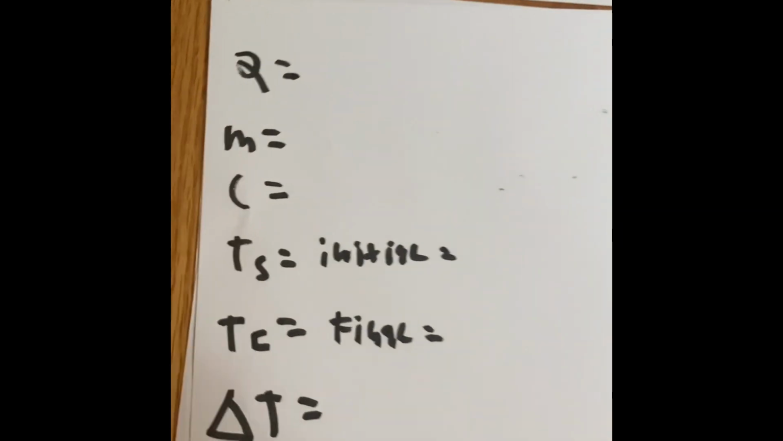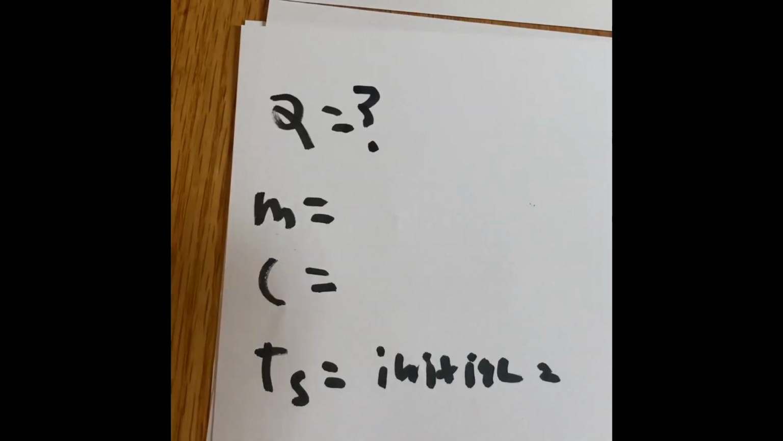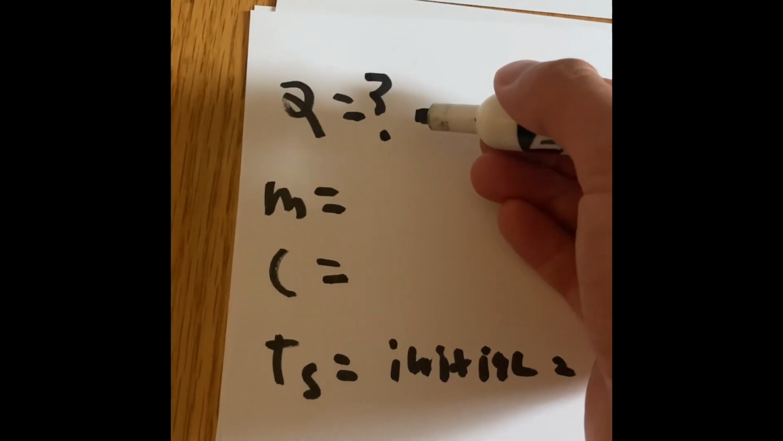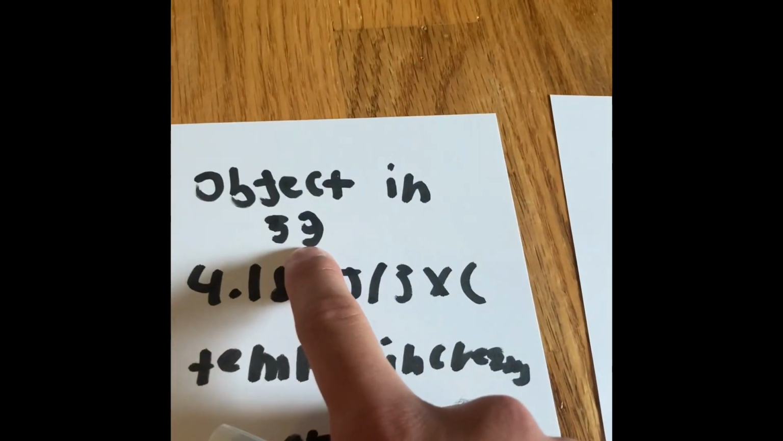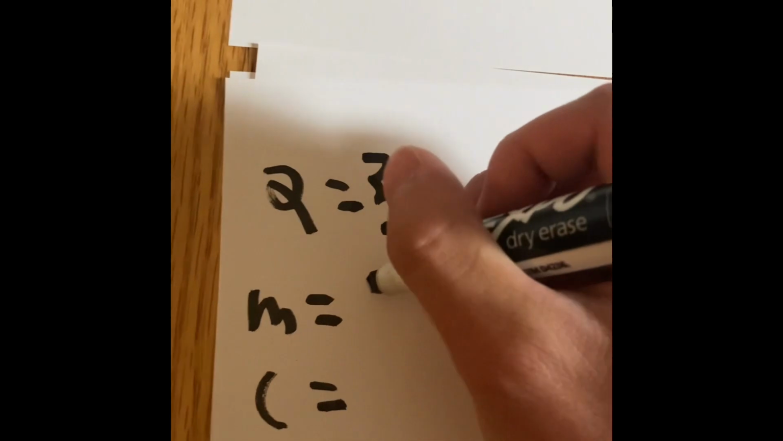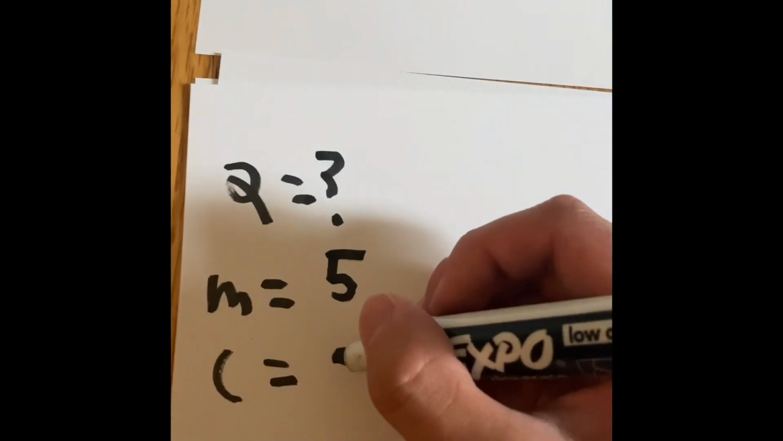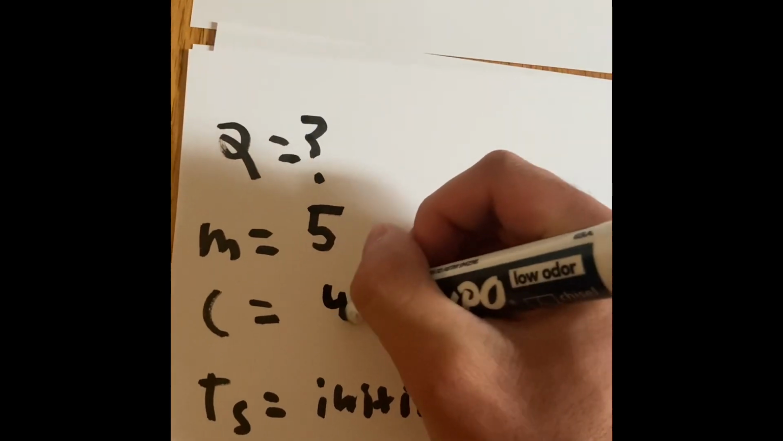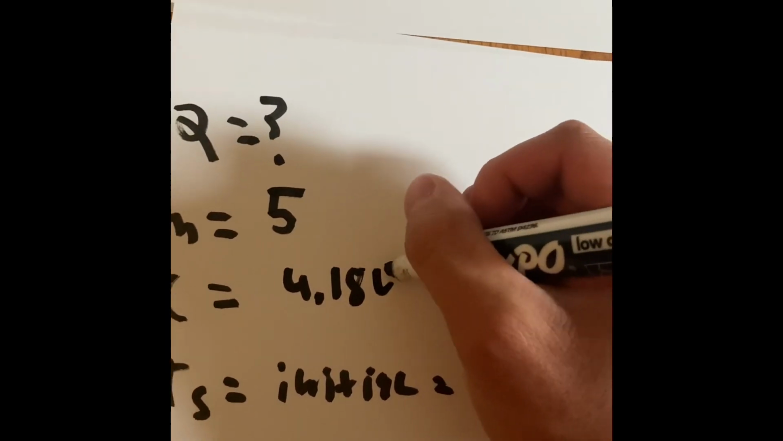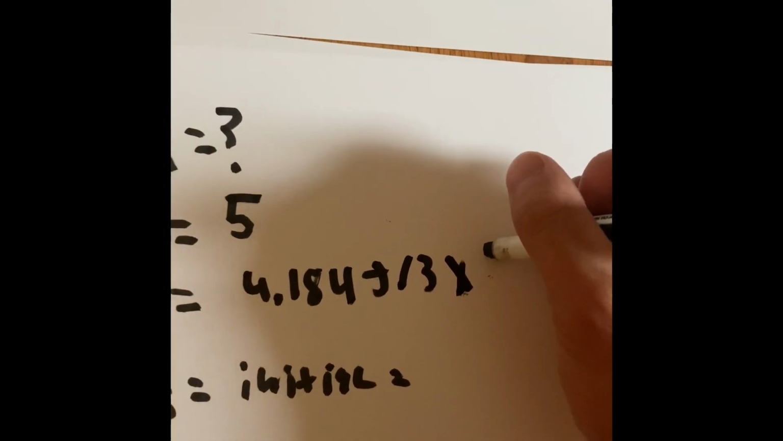We need to find the letter Q, or how many joules there are. We already know that the mass of the object is 5 grams, so we're going to put 5 right here. The C represents the liquid you toss the object in. Since we tossed it in water, we're going to put 4.184 joules per gram per 1 degree.